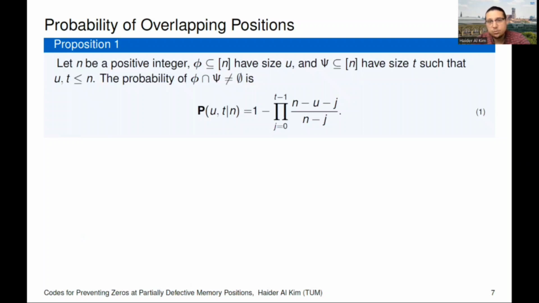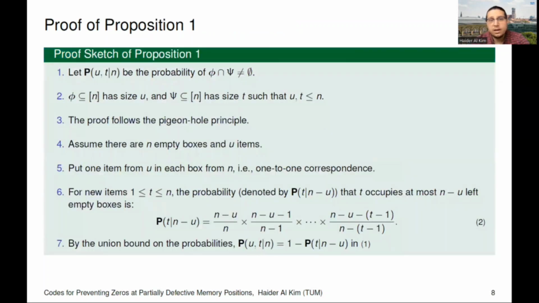To prove that this is non-trivial, we show the proof as follows. Assume there is a P given u, t, n, the probability that phi intersects with psi is not an empty set. We know that phi has size u and psi has size t, such that both of them are at most n. The proof follows the pigeonhole principle.